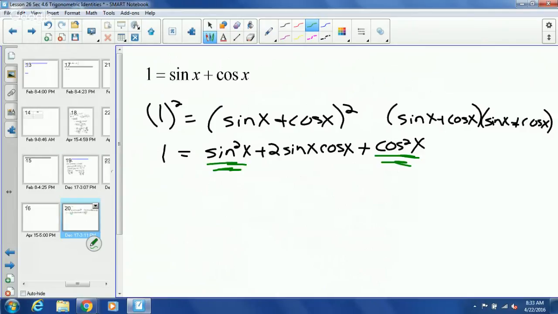So I can go to my next step here. That would be 1 plus 2 sine x cosine x. Okay. Now what? Subtract 1, which is going to give me the magical 0 that I wanted anyway.